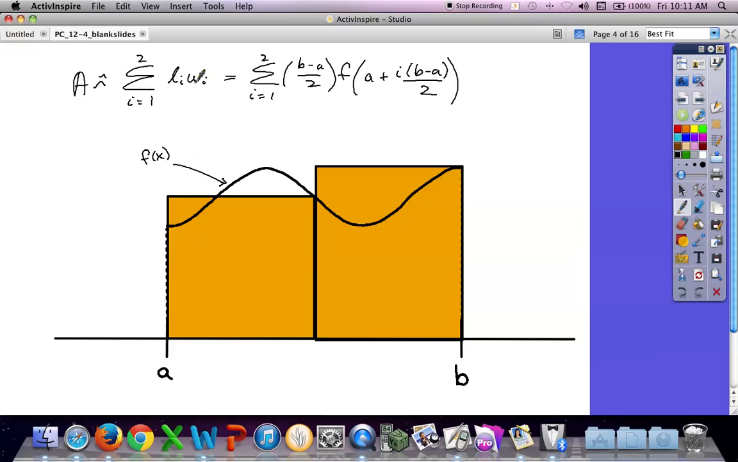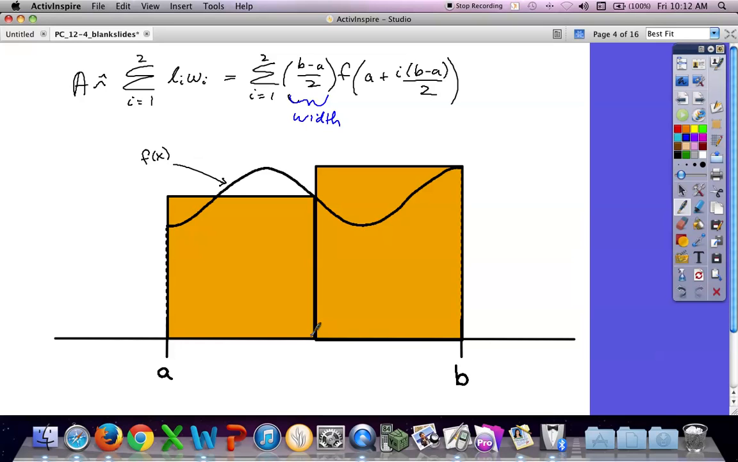As we do that, this here is the width of the rectangle. It's B minus A, this whole distance, divided by 2. That's the width. And it'll be the same for both rectangles.